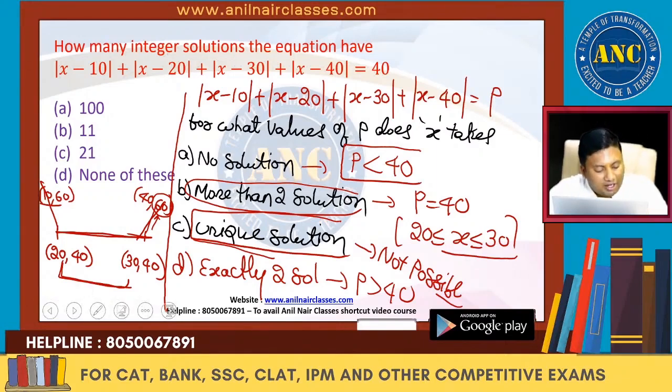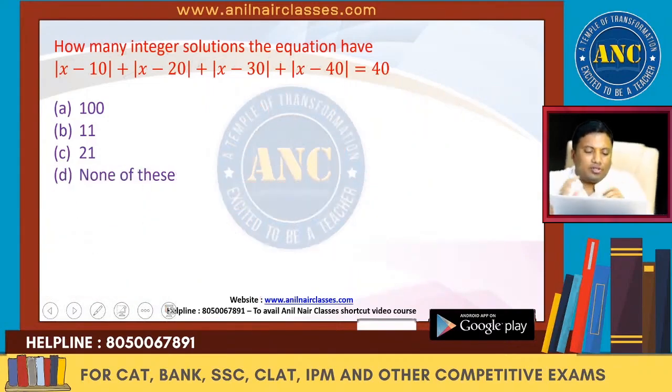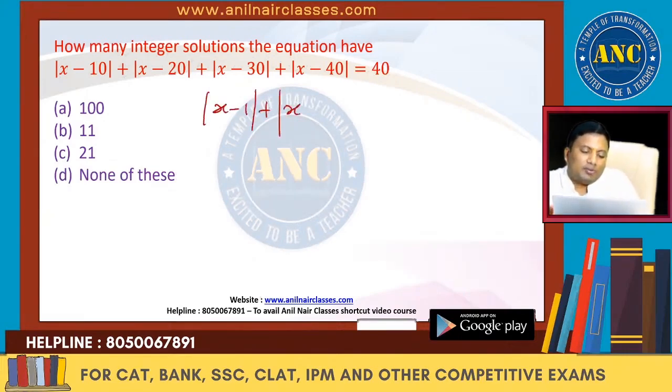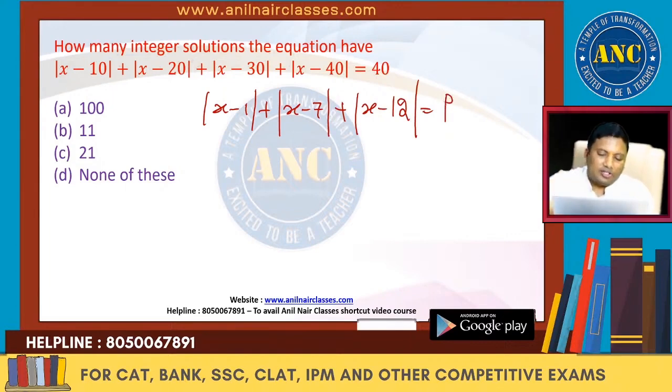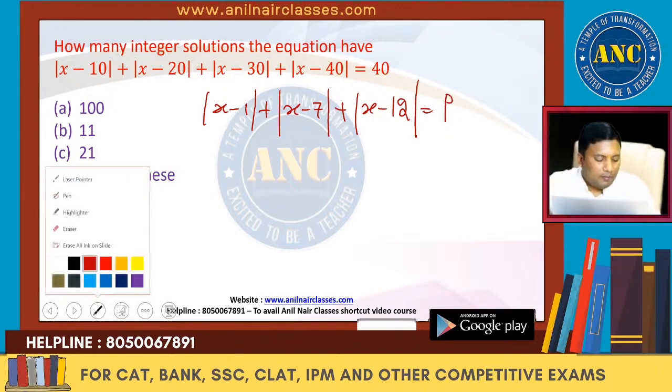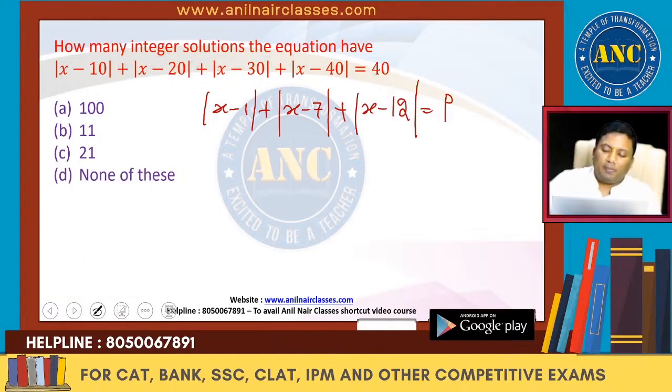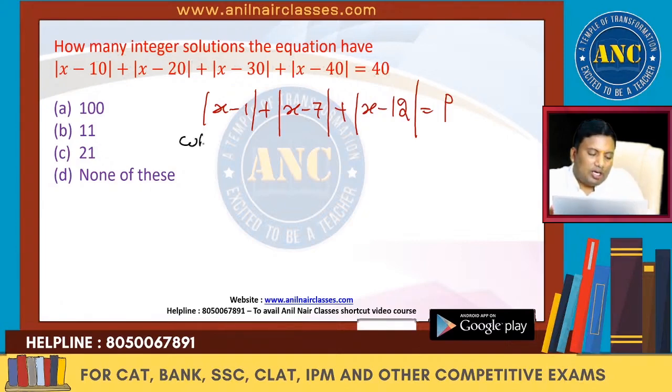The number of functions added are even. Suppose it is |x - 1| + |x - 7| + |x - 12| equal to p. Right? So |x - 1| + |x - 7| + |x - 12| equal to p. Now the question is, what is the condition on p? Listen carefully, extremely important question.